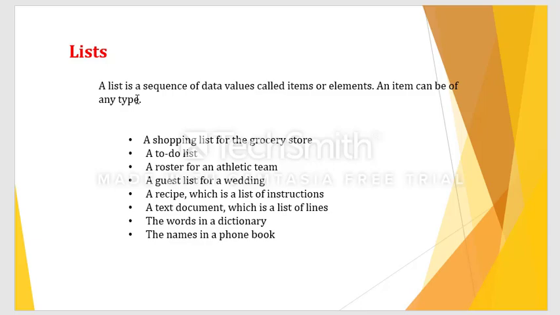Suppose we need to go to a grocery store to buy some items. What do we do first? We try to prepare a list of items we need to buy when we go to the store. So that is also a list. We check each and everything, whether we have taken that item in our basket or not. So a shopping list for the grocery store, or a to-do list.